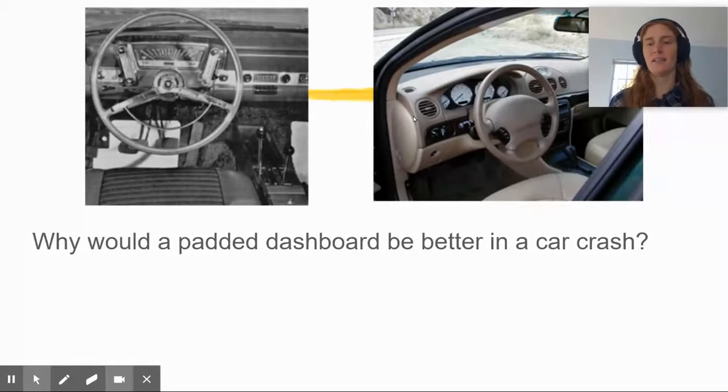So a padded dashboard is going to do the same thing as the haystack. You're going to have a longer time of impact, which means that your force is going to be smaller. It's not that there's going to be a difference in momentum. The change in momentum will be exactly the same. The difference is that you're going to have a smaller force over a greater amount of time to experience the same impulse and change in momentum. So it'll hurt less.